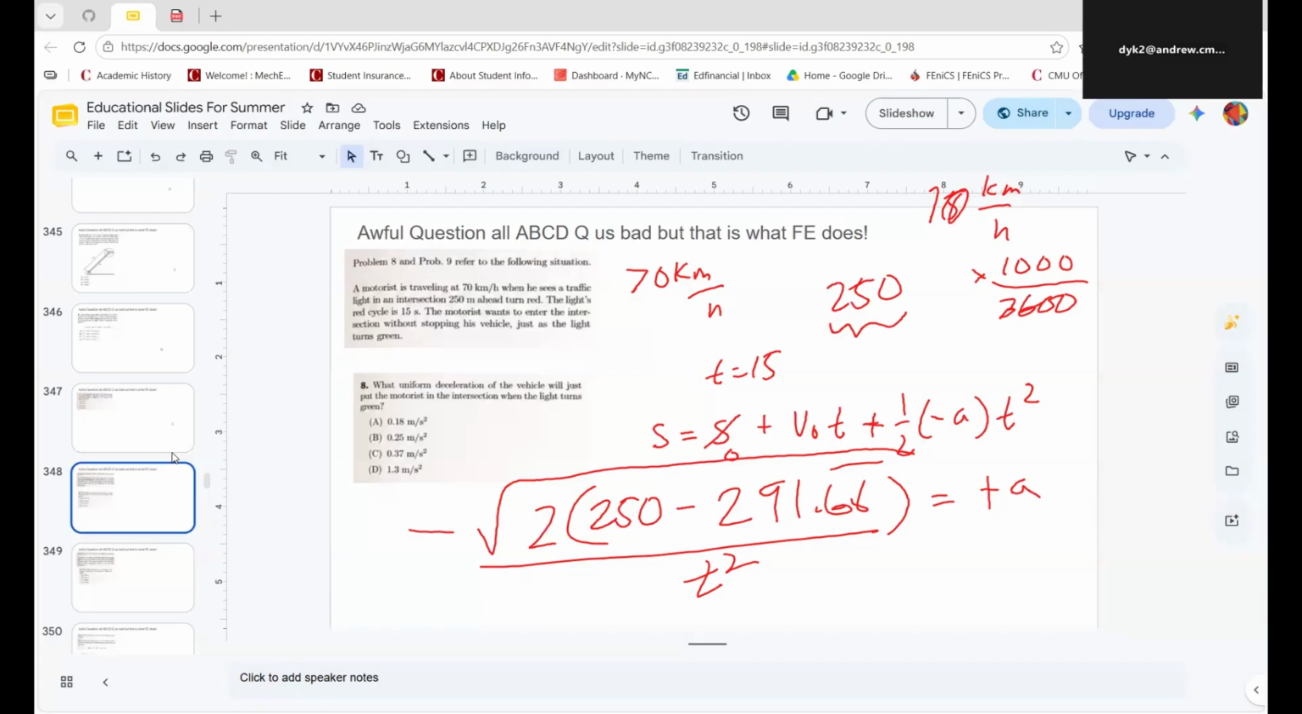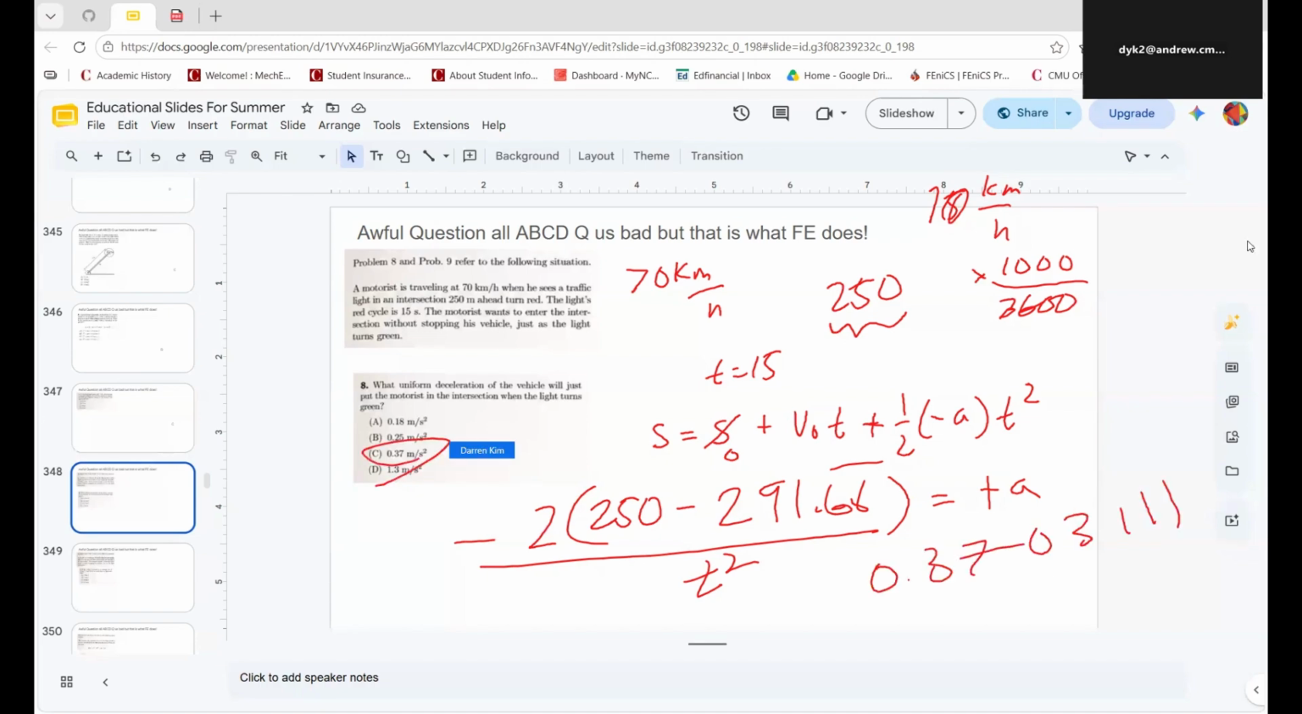Oh, I'm so sorry to all of you. My brain, it's just negative because we're not solving for time. I don't know what is going on with my brain right now. Okay, sorry, that was not my finest moment. Okay. Divided by 15 squared, I get 0.3703111. Okay, so C. That was beautiful. It's getting to 1, that's probably why.